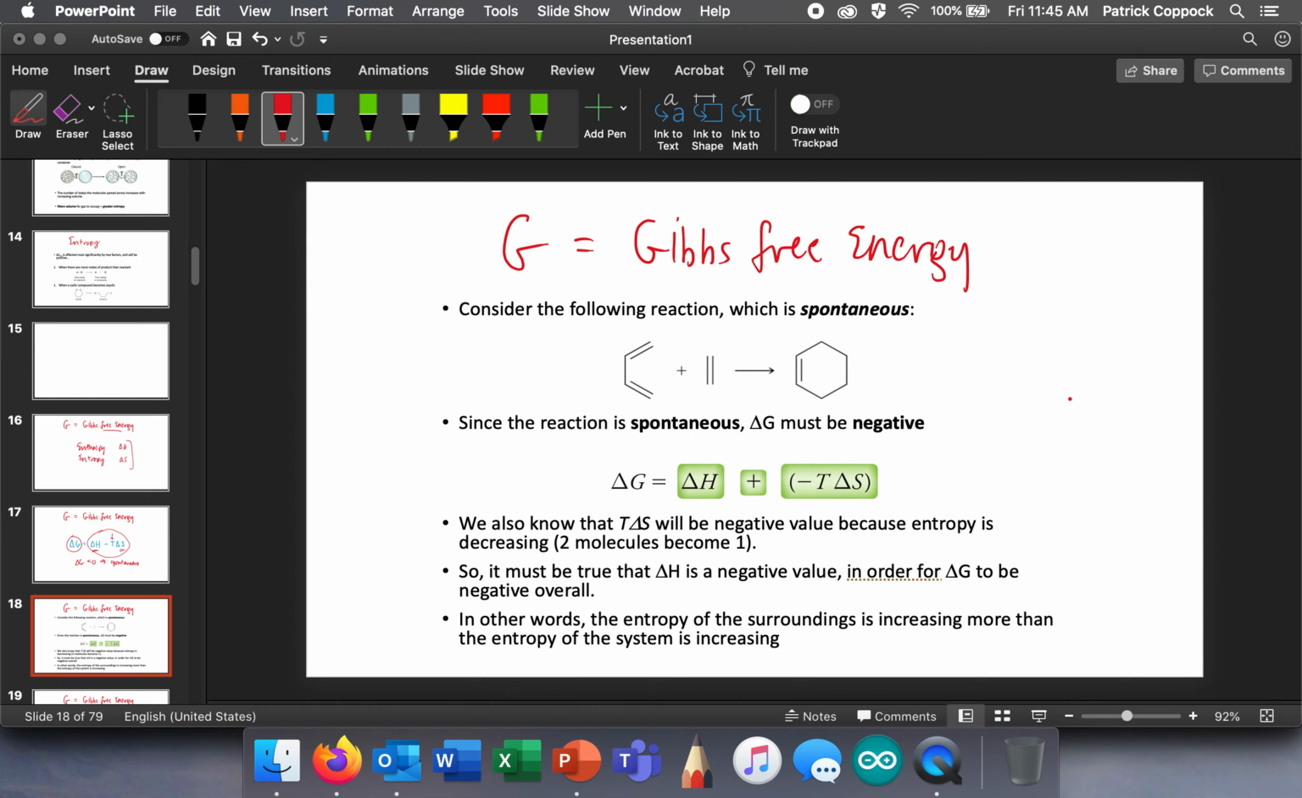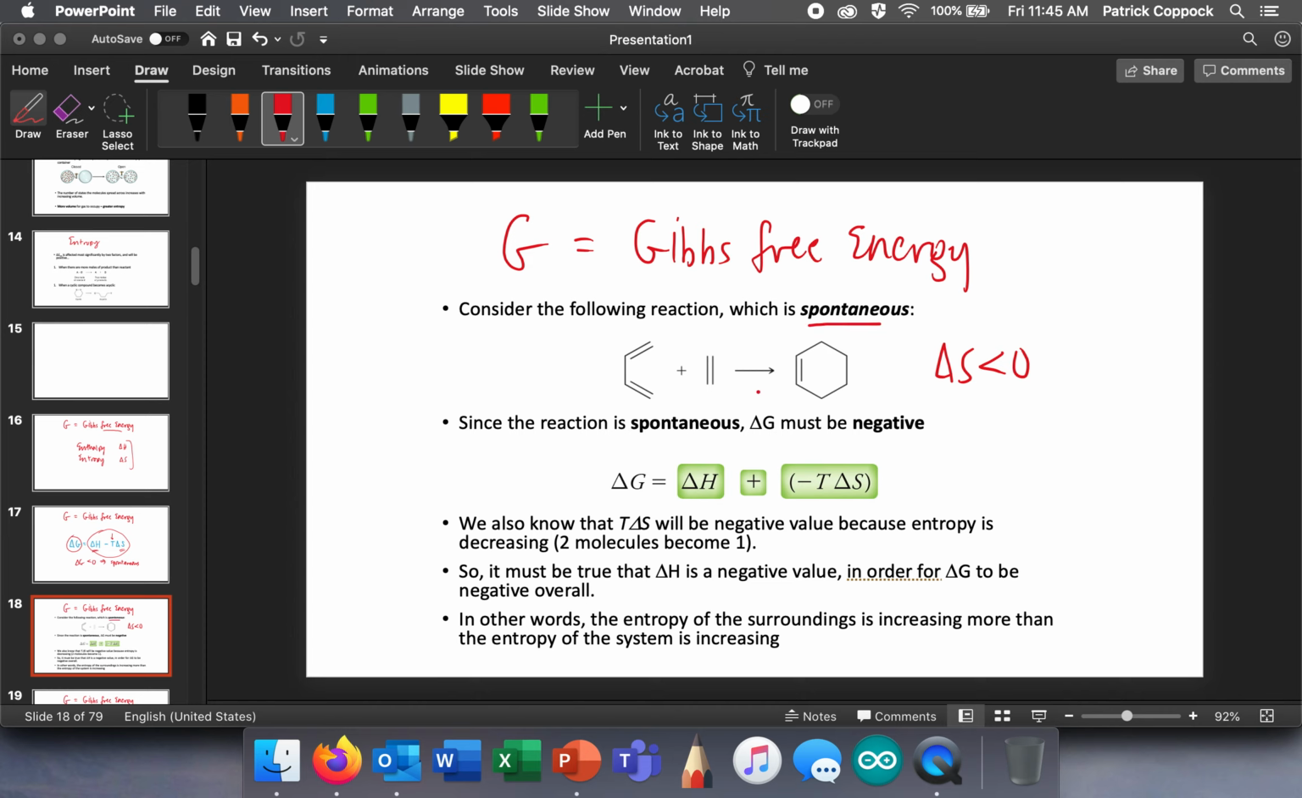This is something we typically do in organic 2. This is a Diels-Alder reaction. And look, we have two moles of reactants that go to 1 mole of product. So it looks like the entropy is going to go down, right? It's going to be more ordered. So that's going to be less than 0. But yet we find out that it's spontaneous.